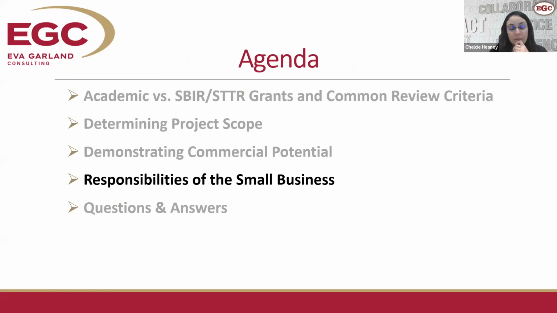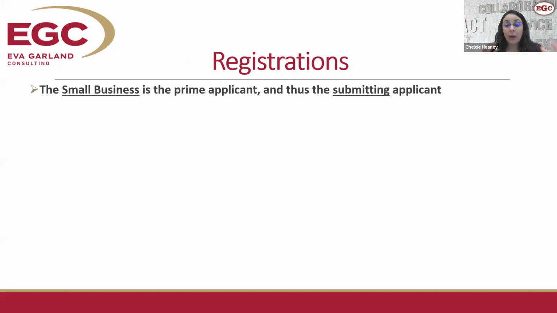Okay, so next we're going to talk about the responsibilities of the small business. So if you have an academic background, you may just be familiar with preparing the documents required for your application. As the small business, though, for these grants, you are the prime applicant, meaning the small business is the submitting applicant. So your university may provide support, but they may not. So you need to be ready for what needs to happen.